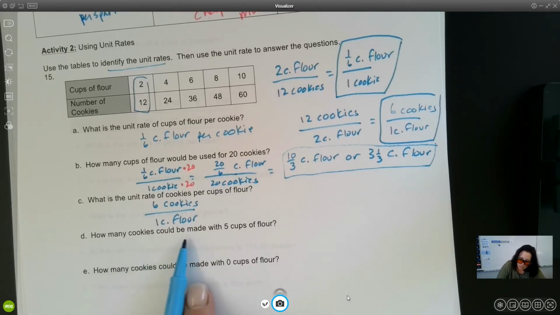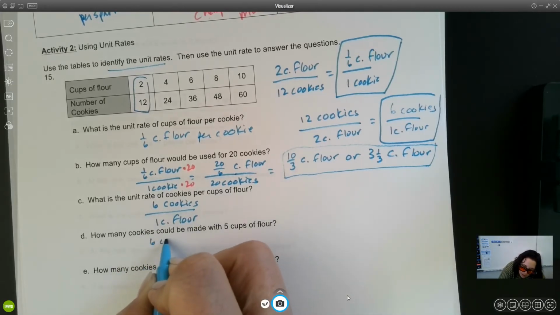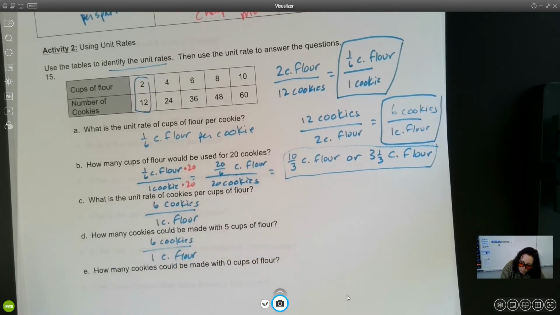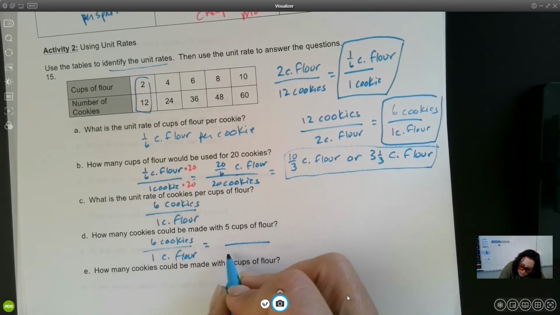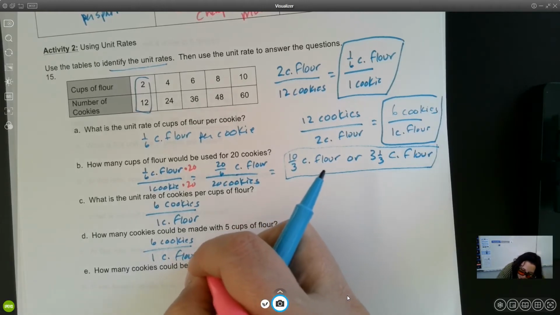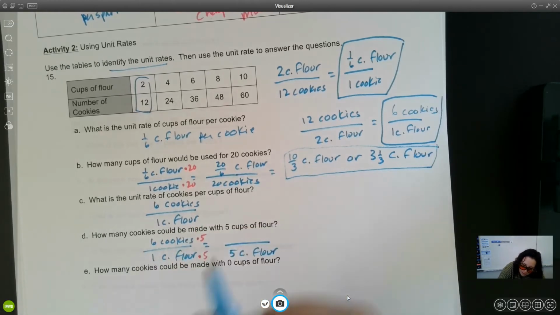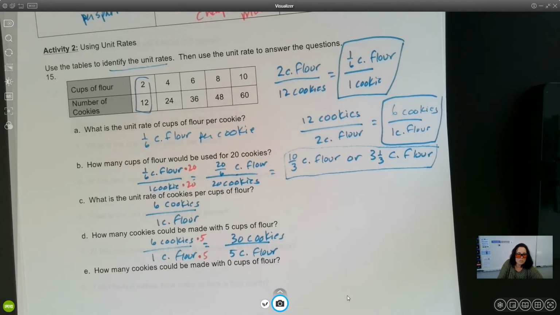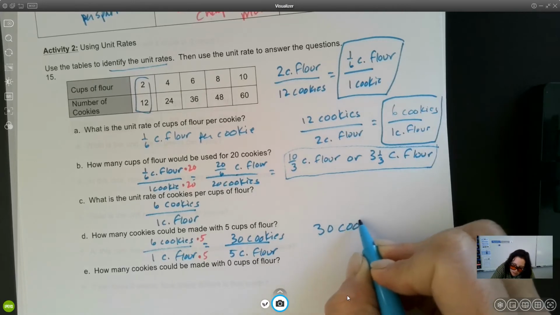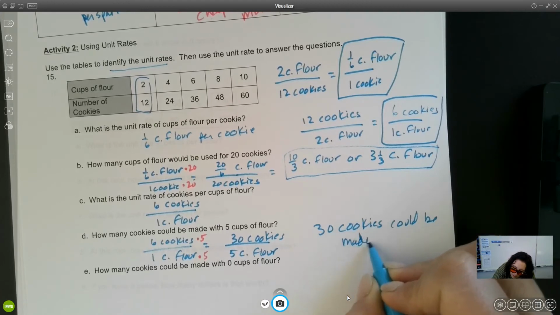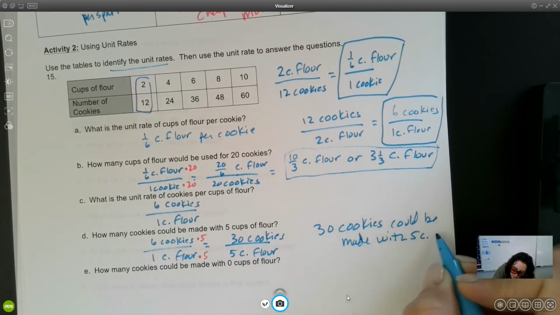How many cookies could be made with 5 cups of flour? So let's write down our unit rate. And we need to get 5 cups flour, which means we're multiplying this by 5 and this by 5. Okay, please don't leave your answer like this. You haven't answered the question. It says how many cookies could be made with 5 cups of flour? 30 cookies could be made with 5 cups flour.